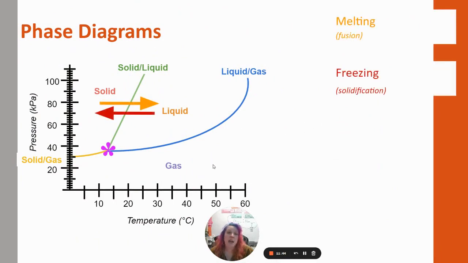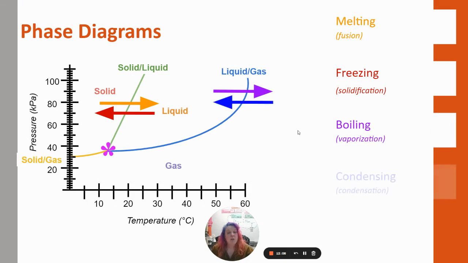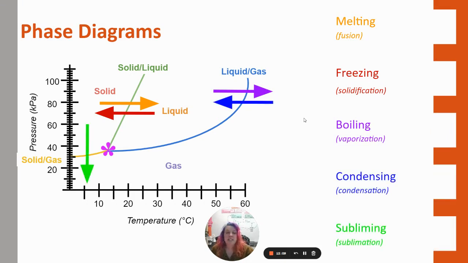Make sure we're also adding in our different phase changes. If we go from solid to liquid, we know that as melting, or it's also called fusion later on. And if we go from liquid to solid, we are freezing, also known as solidification later on. If we go from liquid to gas, this is called boiling or vaporization. And if we go from gas to liquid, this is called condensing or condensation. If we go from solid to gas, this is called sublimation. We actually aren't going to be dealing with a lot of solid to gas or gas to solid, so sublimation or deposition, so you don't need to worry about that.